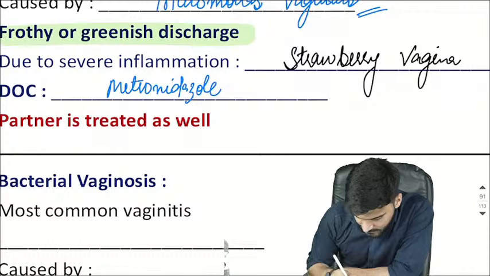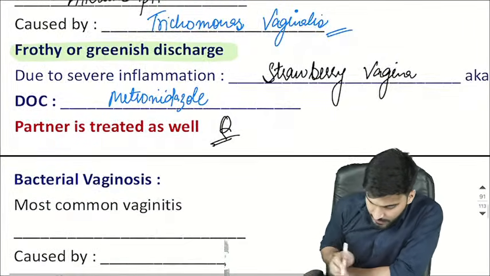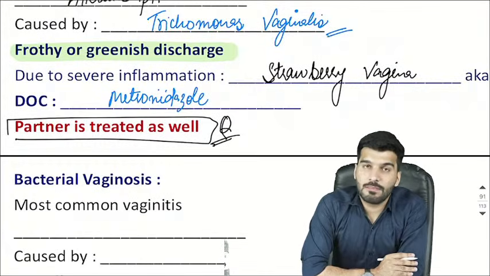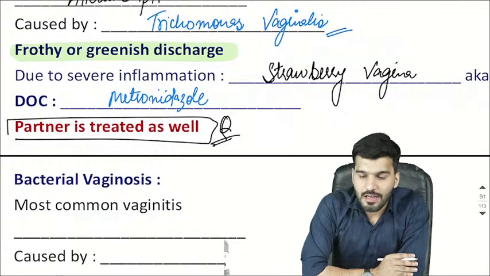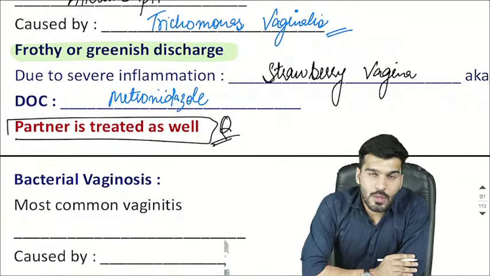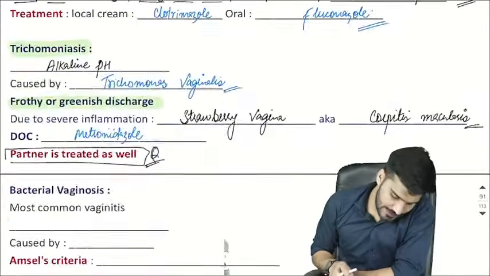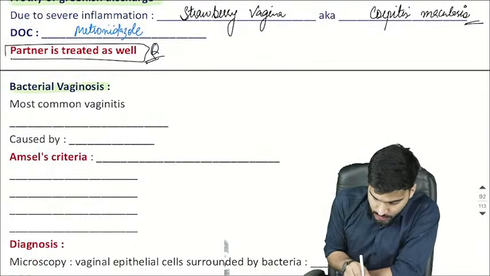Drug of choice is metronidazole, and this has been a question asked. Remember, the partner is also treated. That is all about trichomoniasis. We do see clue cells in trichomoniasis, but they are not specific. Next, one of the most important ones, is bacterial vaginosis.